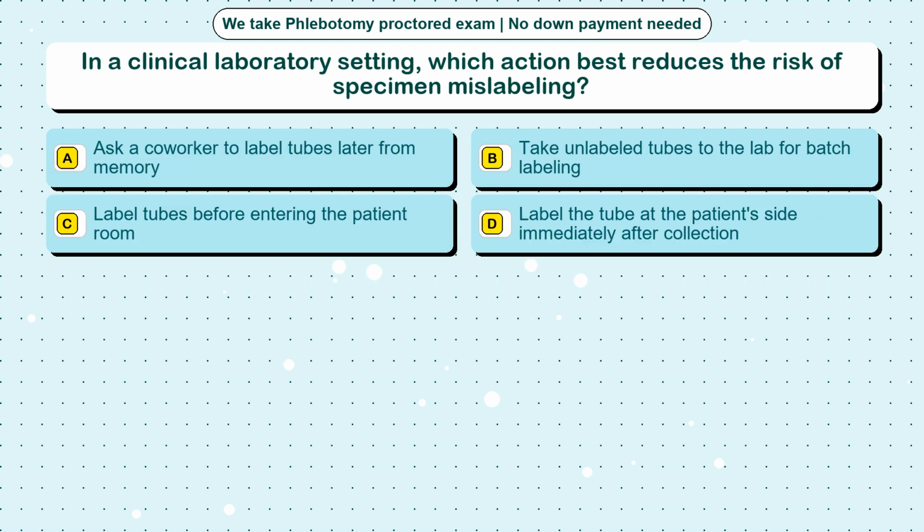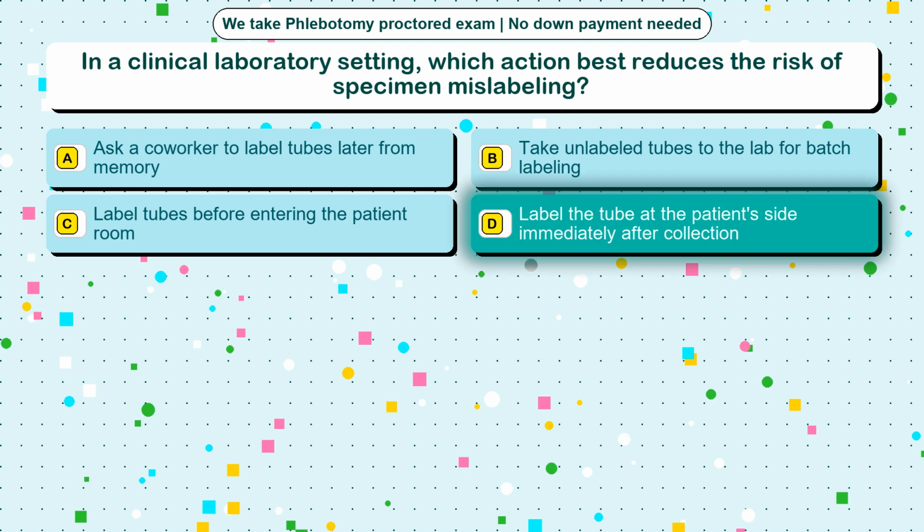Question 8. In a clinical laboratory setting, which action best reduces the risk of specimen mislabeling? Option A. Ask a coworker to label tubes later from memory. Option B. Take unlabeled tubes to the lab for batch labeling. Option C. Label tubes before entering the patient room. Option D. Label the tube at the patient's side immediately after collection.